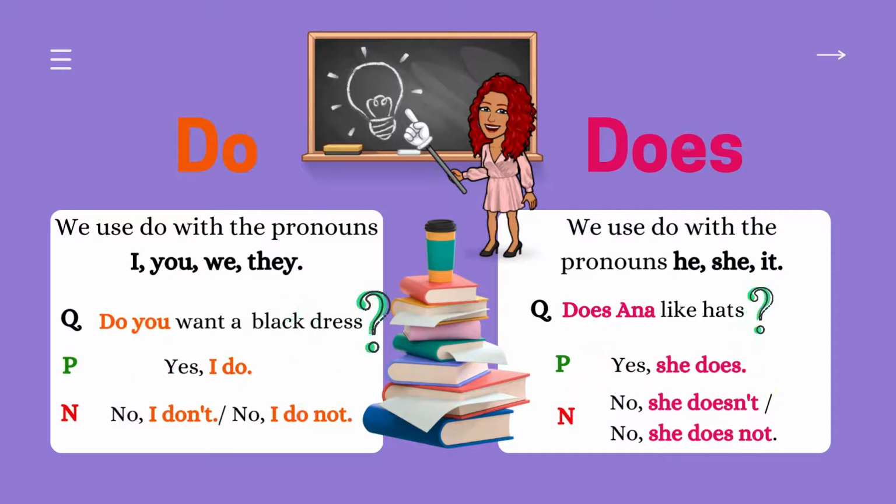Something important is the fact that when we use does, the s at the end of the verb is not needed. That is why we said, does Anna like hats? Instead of, does Anna likes hats? No, that is incorrect. If we use does, the s is not needed. Does Anna like hats?